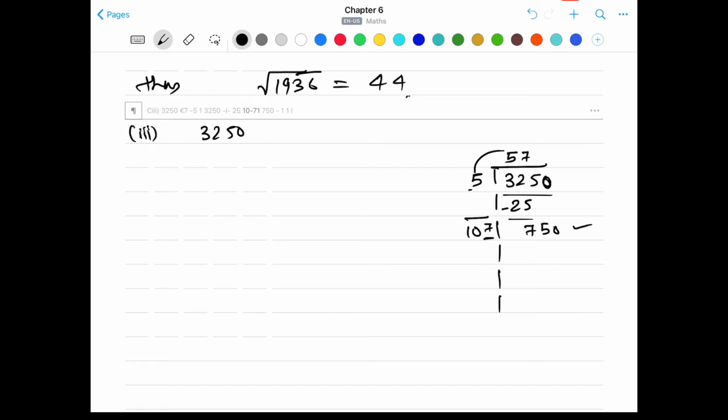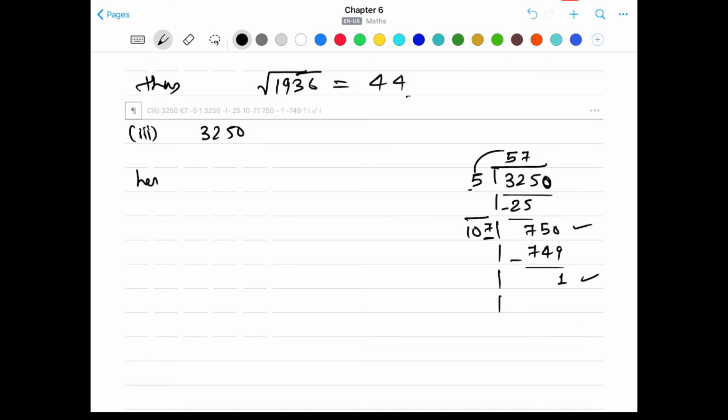So 7 into 107 will be 749. When you subtract them you will get 1. If you move ahead you will always get a number greater than 1, so we'll stop here. The remainder here is 1.